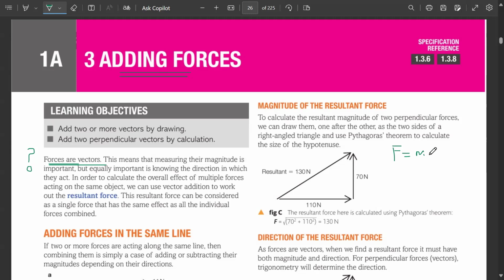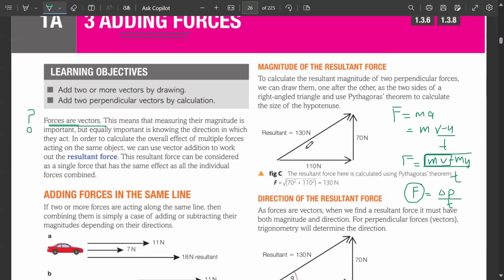F is equal to ma. Okay. And can I write, instead of acceleration, mv minus u over t? So it becomes what? mv minus mu over t. So what is mv? Momentum. mv is mass times velocity. So force is change of momentum divided by time. So force is defined as the rate of change of momentum. Got it? Good.